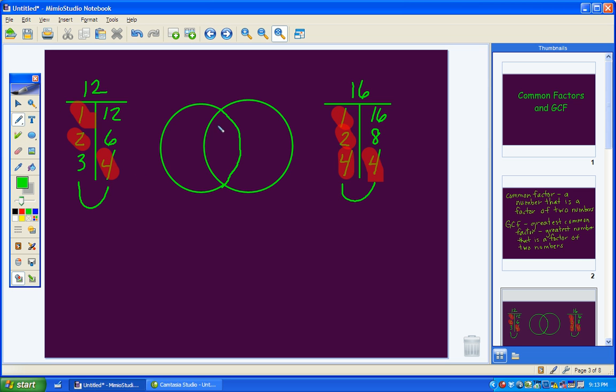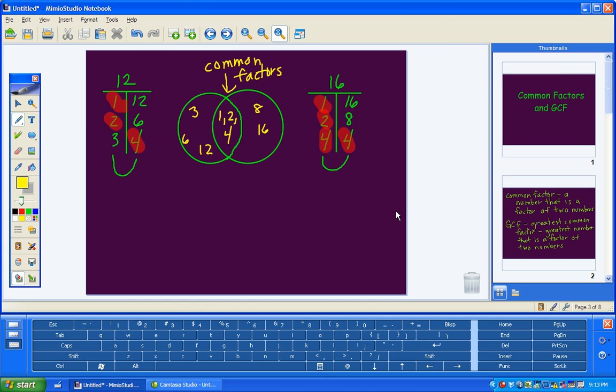So my common factors, which go in the middle, are 1, 2, and 4. These are my common factors. They're the ones that are the same in both factor T-charts. So the other numbers I could just fill in on this side because these are different than the other one. That's how a Venn diagram works. These are the similarities and these are the differences.